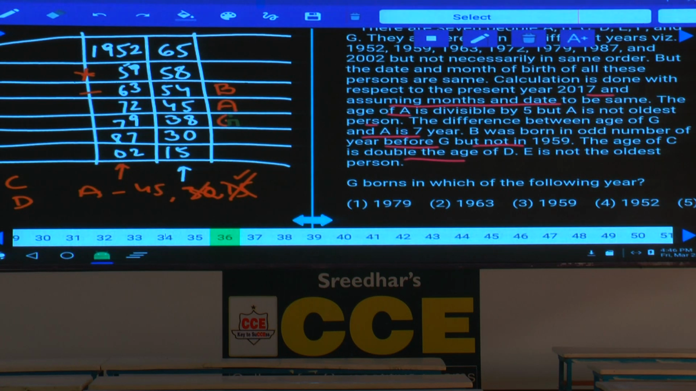Then what are the remaining numbers left over here? If C is 30, then D will be 15. Done with this? We have done with this 2A as well. E is not the oldest person. If E is not the oldest, E is 58, then who is the person left over here? F is the eldest of all this. Done with this?